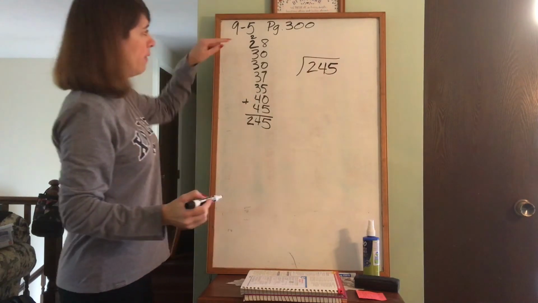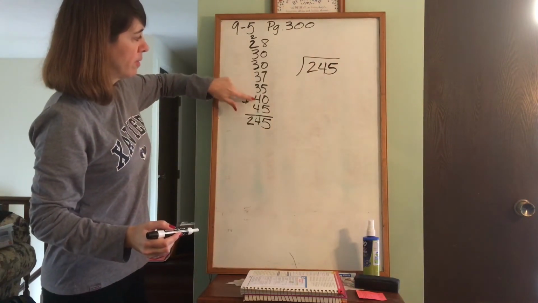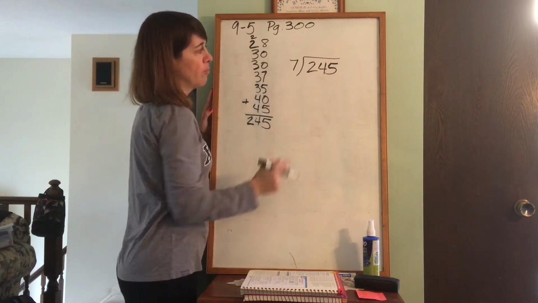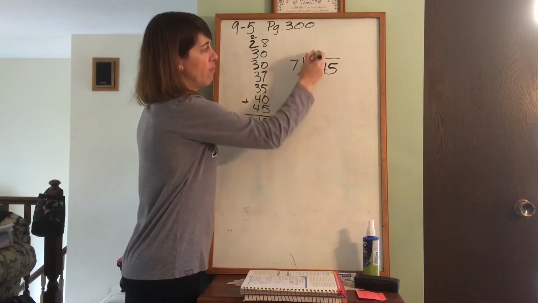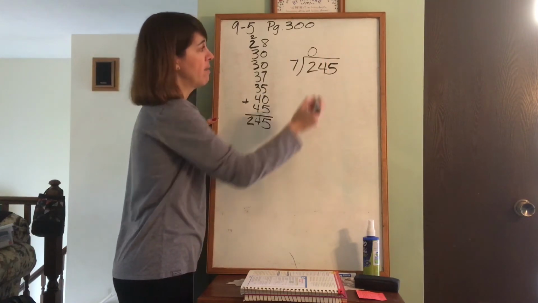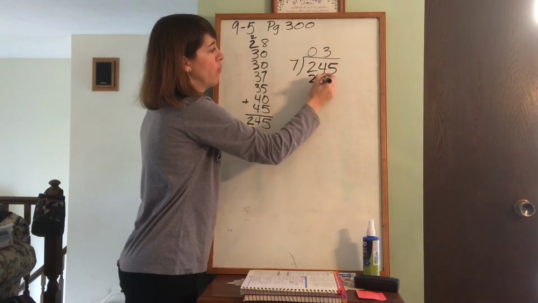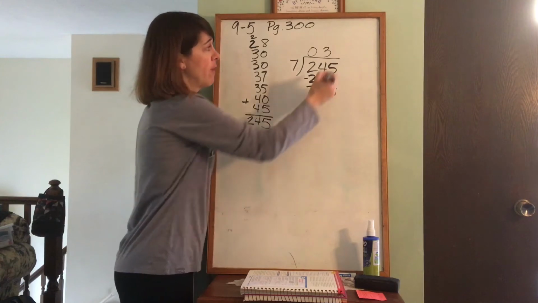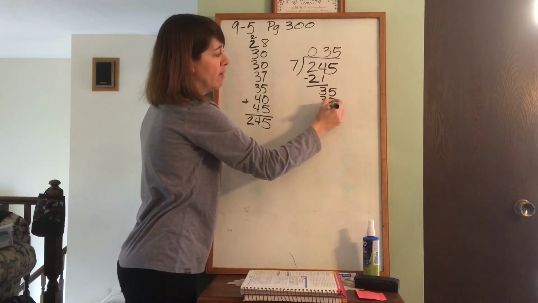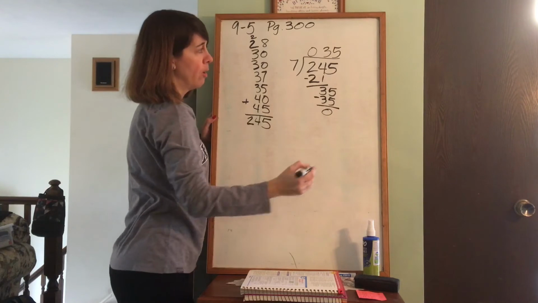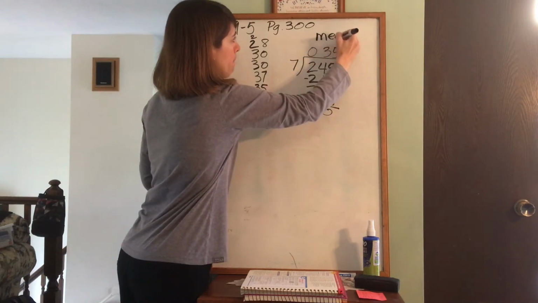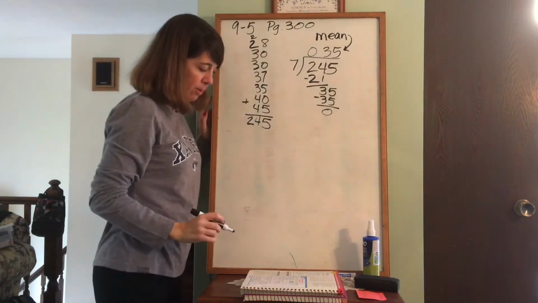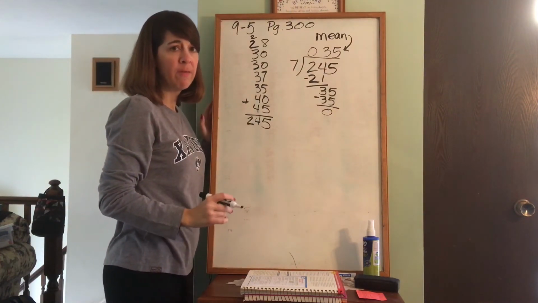numbers there were. There were 7 numbers. So we're going to divide our total down here by the number of numbers, which is 7. So we've got 24 divided by 7, which is 3. That makes 21. Subtract and get 3, bring down our 5. 35 divided by 7 is 5. And that zeroes out. So our mean is 35.